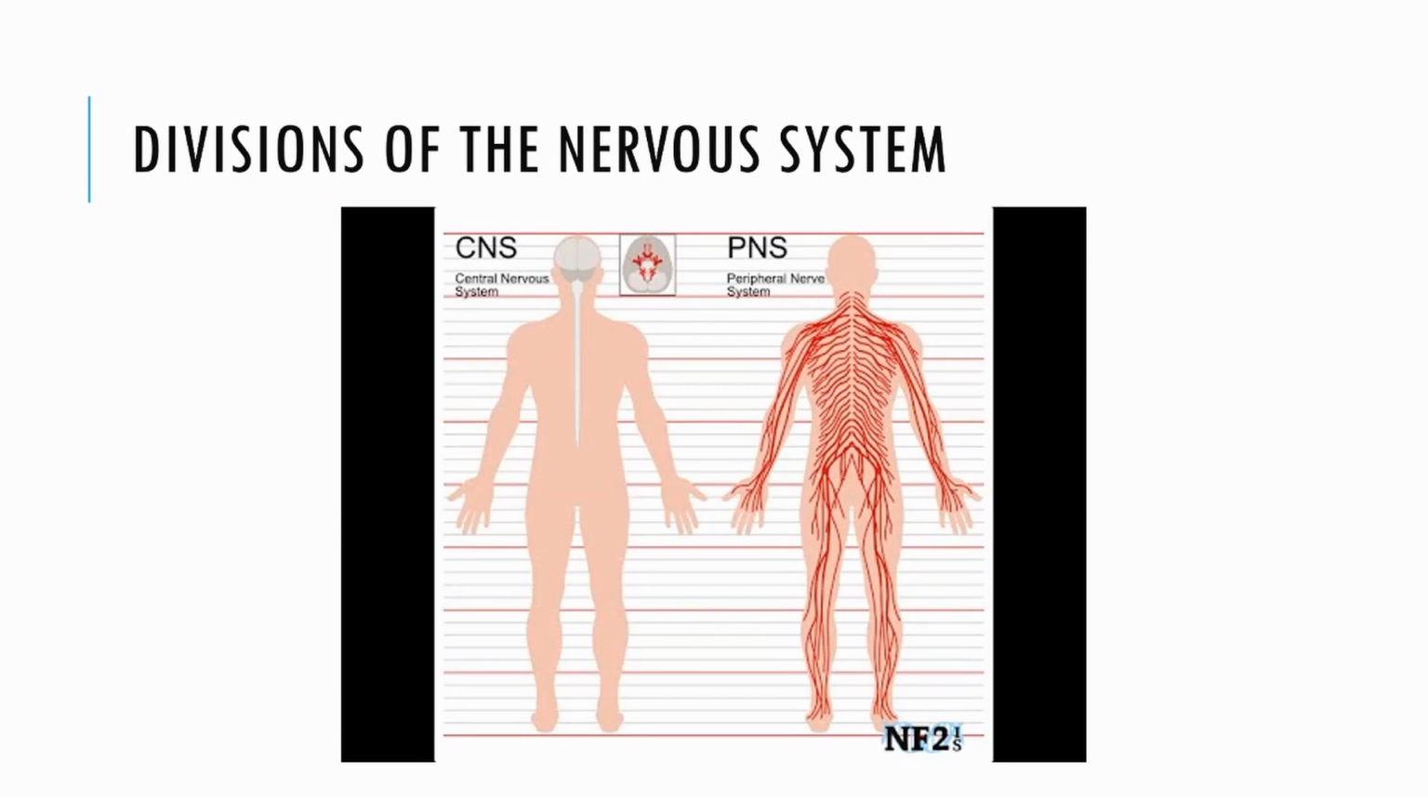We see a similar division in the nervous system, only instead we're calling it the central nervous system and the peripheral nervous system. The central nervous system is composed of the brain and spinal cord, and the peripheral nervous system is all of the nerves that extend out of that.